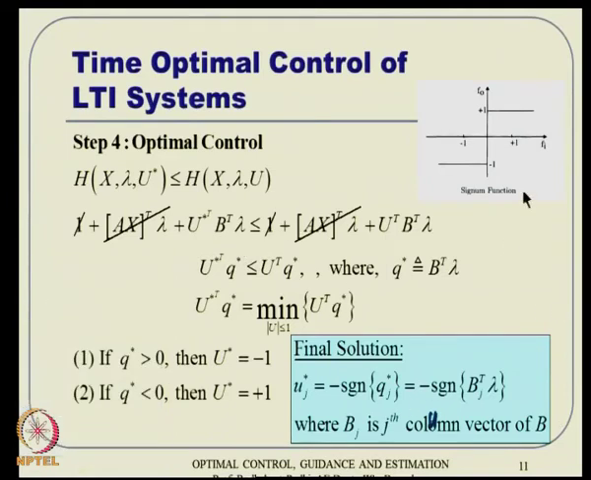Now, the signum function, I think, is very clear. Those of you who don't know really, this is how it is pictorially represented. As long as some quantity is less than 0, then the output is minus 1. As long as it is positive, the output is plus 1. So, if I just attach a negative sign, this objective is met.